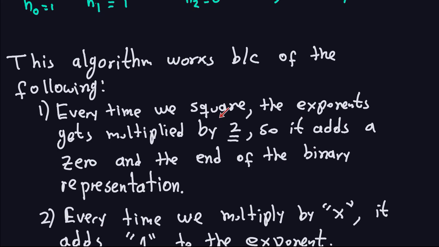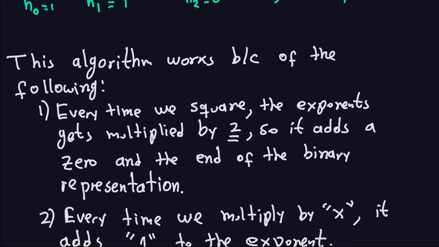Every time you square an element, what it's doing to the exponent is it gets multiplied by 2. You think about it. When you square something like x to the 4, you multiply the power by 2, which is the law of exponents, of course. So when you multiply the power by 2, it adds a 0 at the end of the binary representation. Let me explain that a little bit.